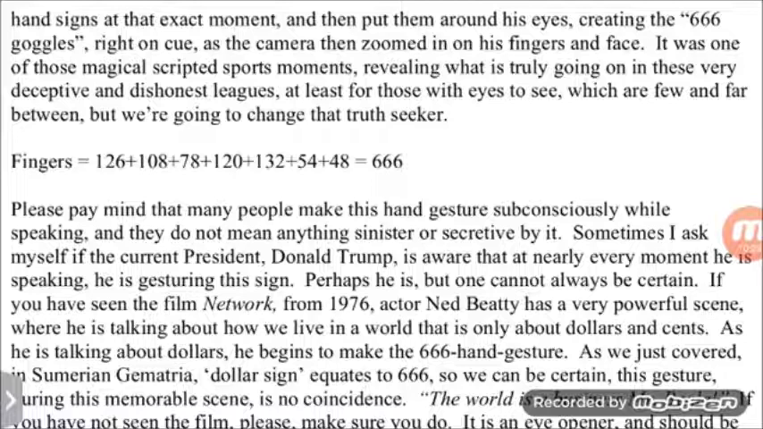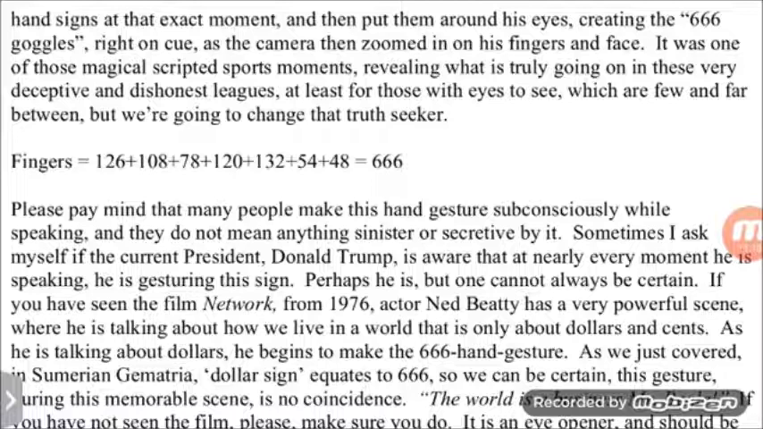Fingers equals 666. Please pay mind that many people make this hand gesture subconsciously while speaking, and they do not mean anything sinister or secretive by it. Sometimes I ask myself if the current President Donald Trump is aware that at nearly every moment he is speaking, he is gesturing this sign. Perhaps he is, but one cannot always be certain.